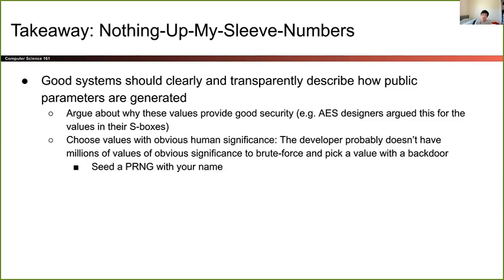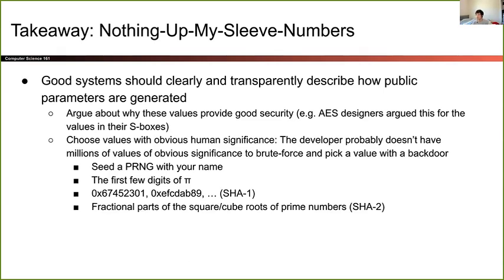So maybe for a PRNG, you use your name or the first couple of digits of pi, or these obvious numbers like 67452301, which is just 01234567 backwards. These are the constants that are actually used in SHA-1. For SHA-2, they use the fractional parts of square and cube roots of prime numbers, which is a little bit odd, but if you think about it, there's not enough of those to create an obvious backdoor.